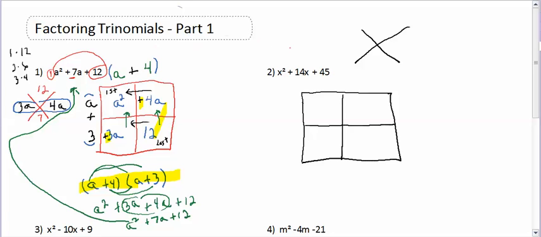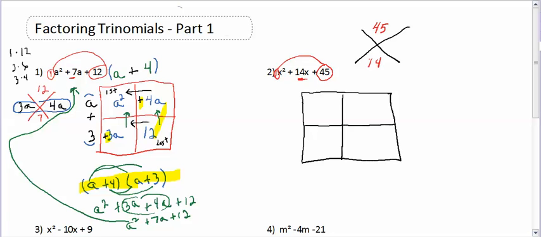Our first question is, we're going to multiply the first, which is 1, times the last, which is 45. So first times the last is 45. That's going to go at the top. Those are the numbers that you're going to multiply to. The middle term is a number that they have to add up to. So two numbers that multiply together to give me 45, but add together to give me 14.